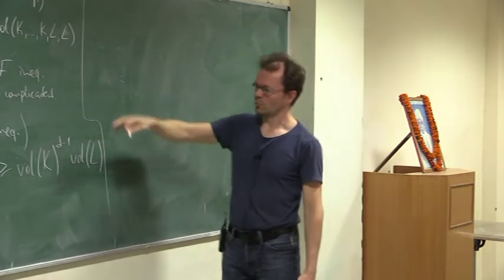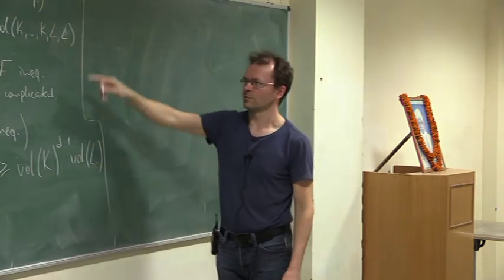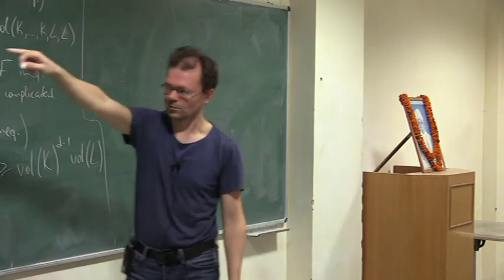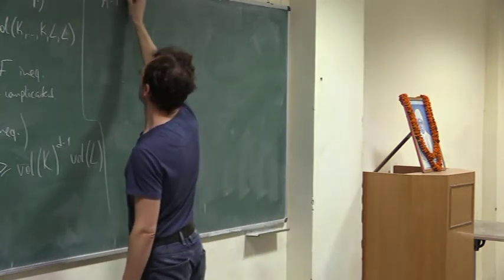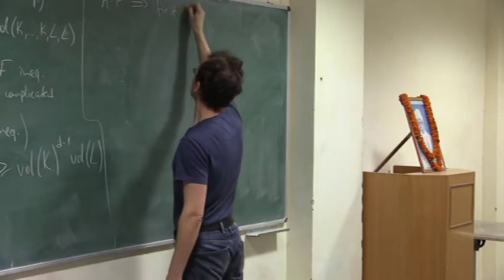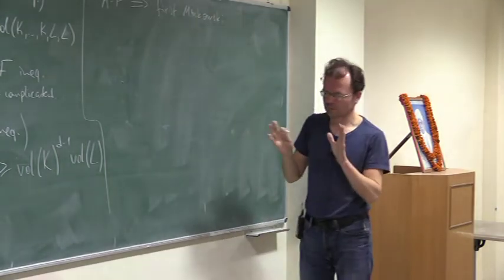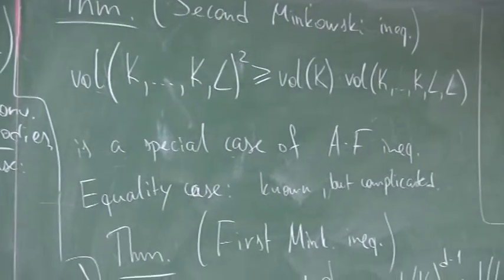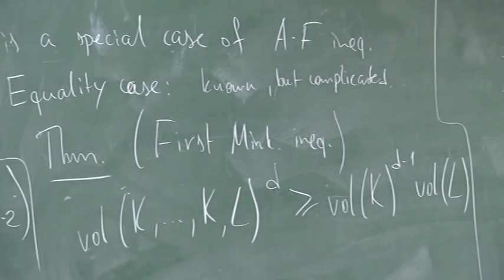Well, actually, I'm going now in the inverse order, because the first Minkowski inequality is somehow easier than the second Minkowski inequality. But from the Alexander-Fenchel inequality, one can prove the first Minkowski. So Alexander-Fenchel implies first Minkowski. And this proof is actually meaningless, because one cannot prove it like that. One proves it in some easier way.